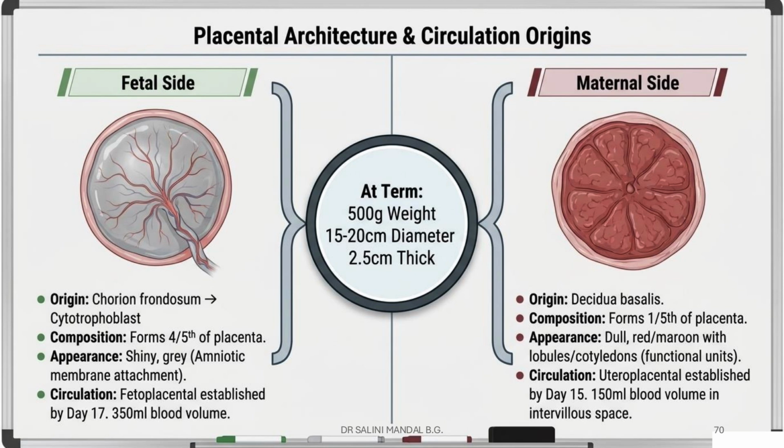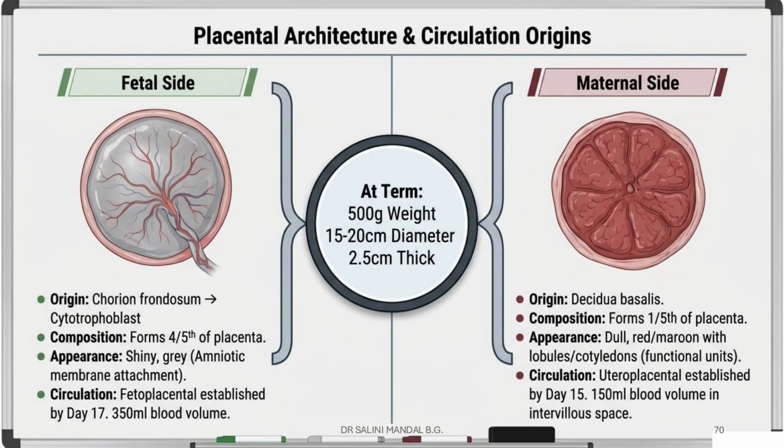Okay, the fetal side, as you can see, is shiny and gray in color because the amniotic membrane is attached to it, right? Whereas the mother side is full of blood, cotyledons, lobules and all will be there, so it is rough, dull red maroon in color and all that, because the functional unit is there at the maternal side.